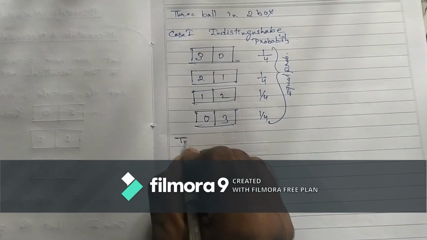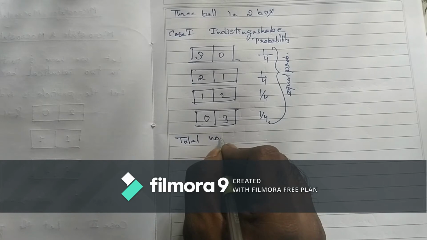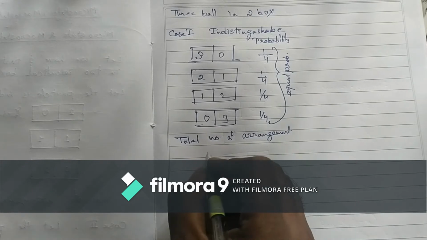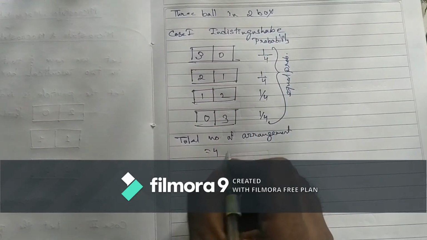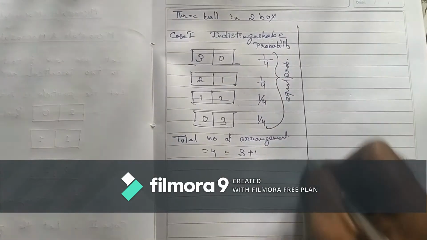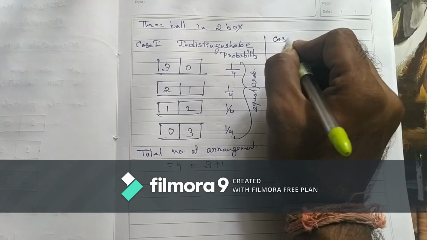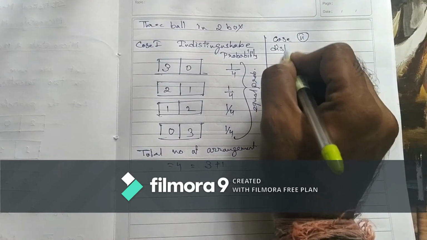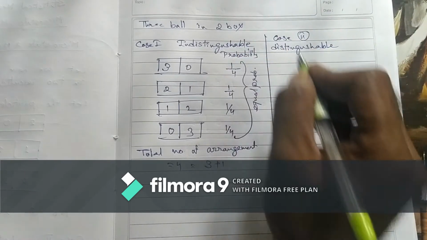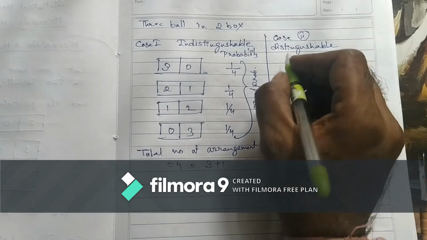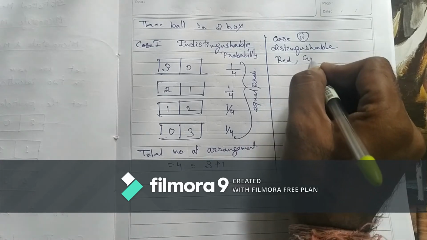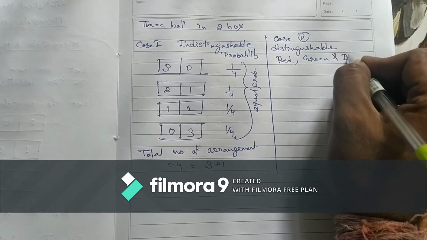So now the total number of arrangements is obviously 4. We rewrite here 3 plus 1. Clear? Let's take case 2, distinguishable. So we have 3 balls, and we choose the colors red, green and blue.